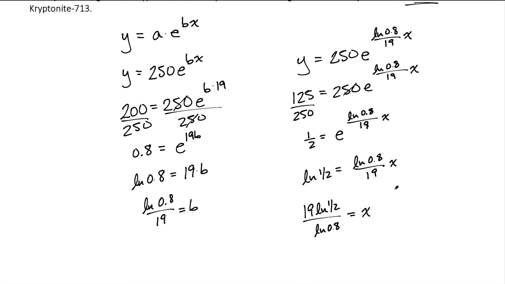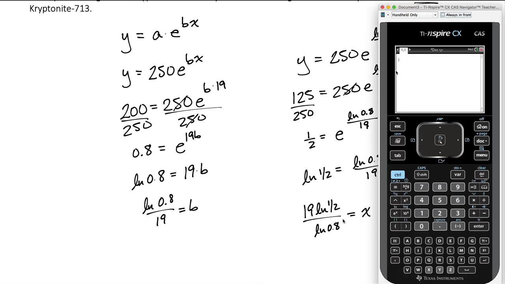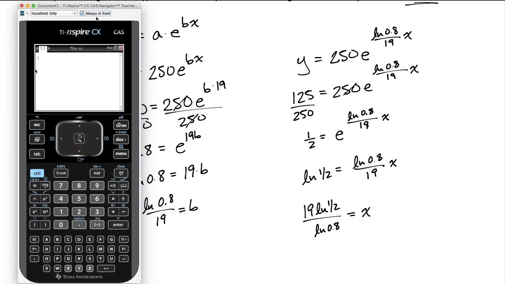All right. So now that's my x. That should be the half-life. Let's go ahead and plug that into our calculator. So we've got 19 natural log of 1/2 over the natural log of 0.8. Make sure I type that in correctly this time. All right, go ahead and hit enter, and I get 59.0194.